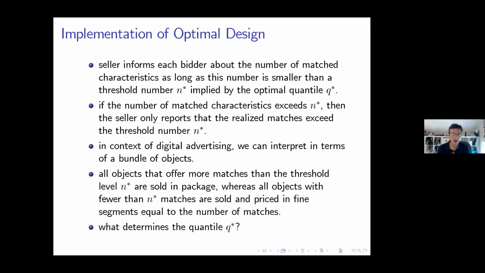So that's the first result. It's a result that we can very nicely translate in terms of the characteristics, because the literal translation of this information structure is to say we can tell every bidder the number of matched features or matched attributes up to threshold level n star. Above that, we're simply going to say you have more than n star matched attributes, but I won't tell you more.